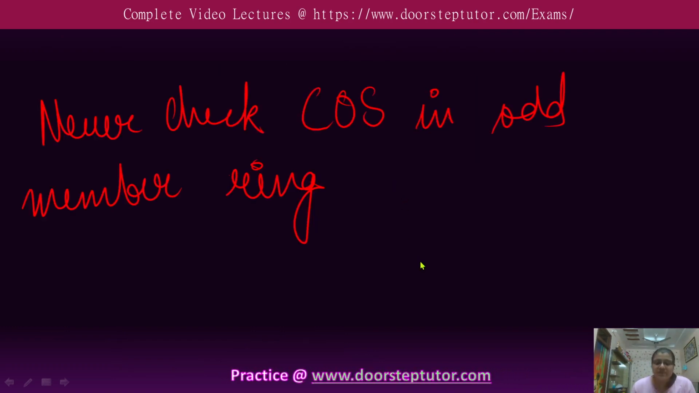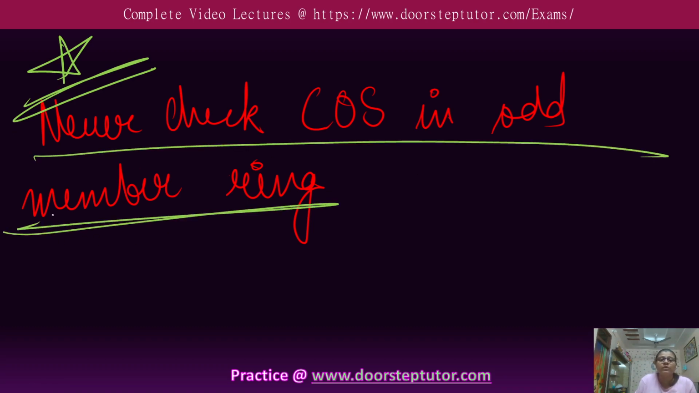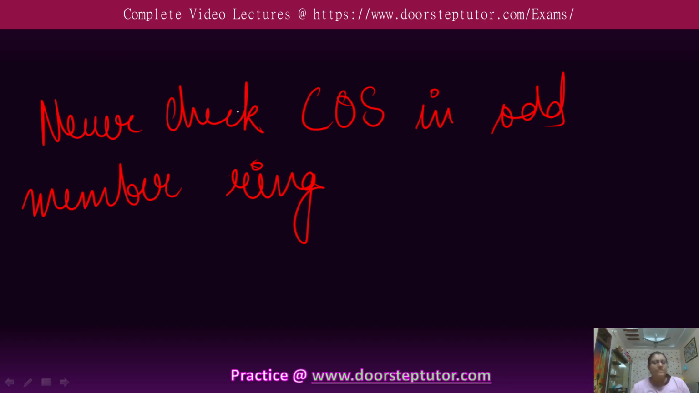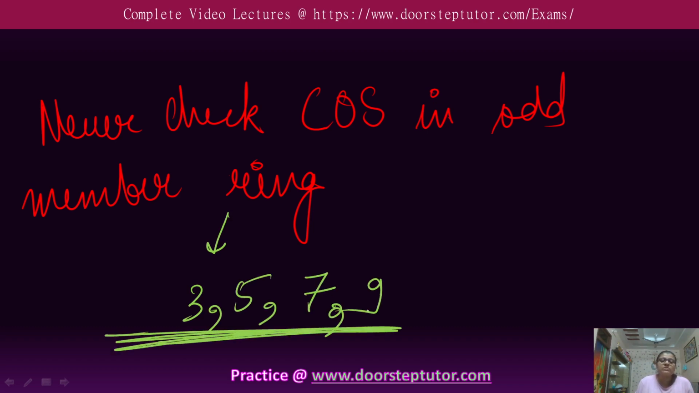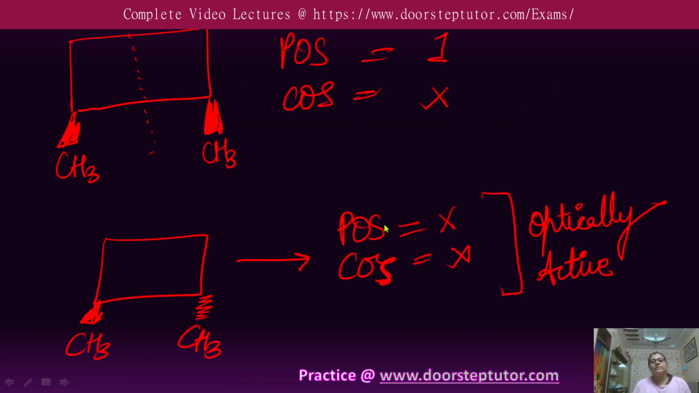Always remember this and mention it in your stereochemistry notes with a bold marker: never check center of symmetry in odd member ring. You have to check the center of symmetry in even member rings, but you do not have to check the center of symmetry in odd member rings. This is a very important point: in odd member rings, I am talking about 3 membered ring, 5 membered ring, 7 membered ring, 9 membered ring, you don't have to check the center of symmetry.